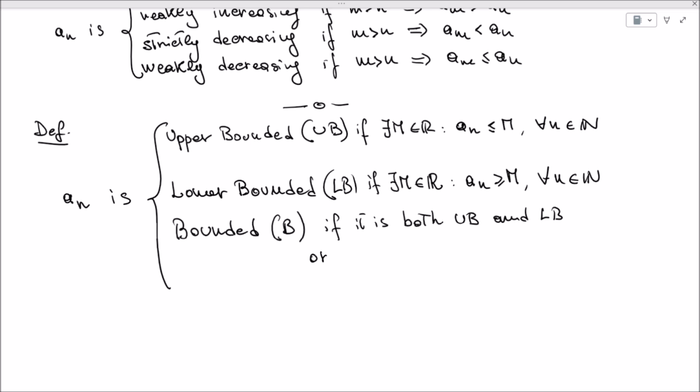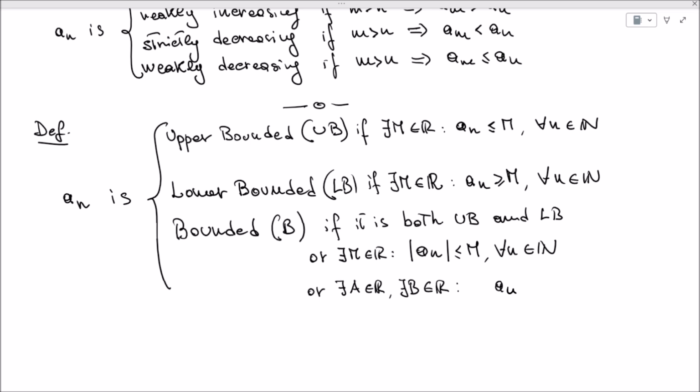We can give an alternative definition of a bounded sequence as follows. There exists at least one m real such that an in absolute value is less than or equal to m for every natural number n, or alternatively there exists at least one real number a and at least one real number b such that an will be always between a and b for every natural number n.